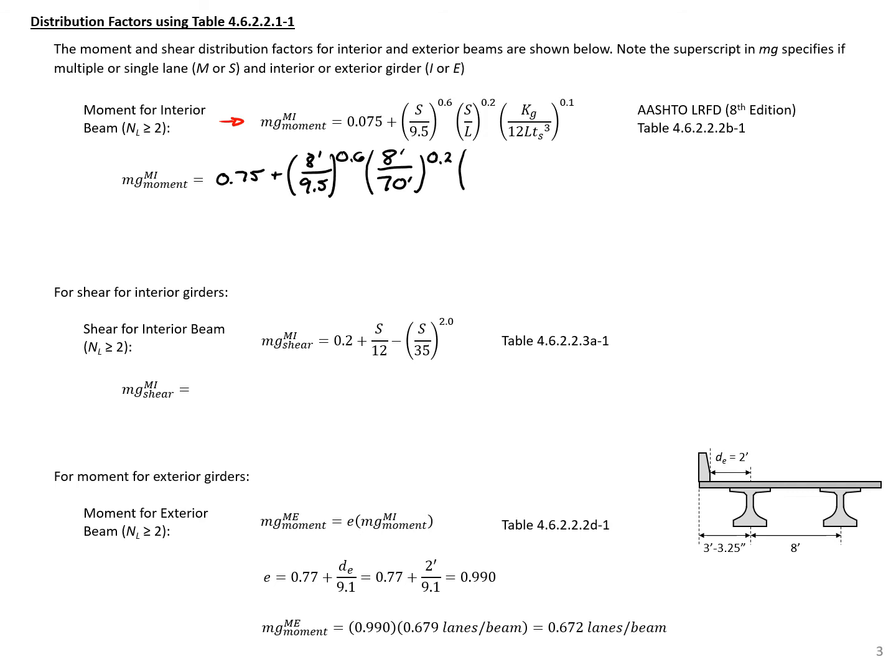And then we have our K sub G, so 597,133 inches to the 4th.